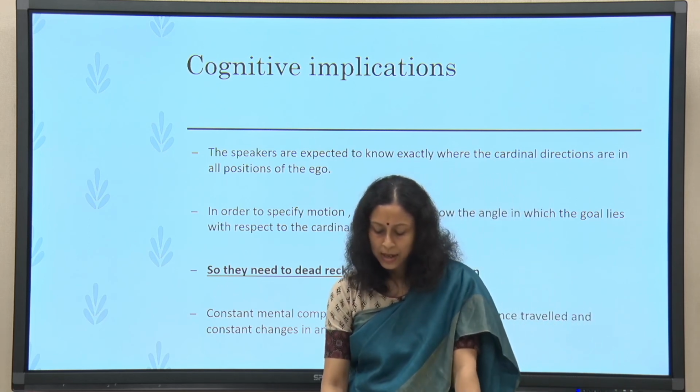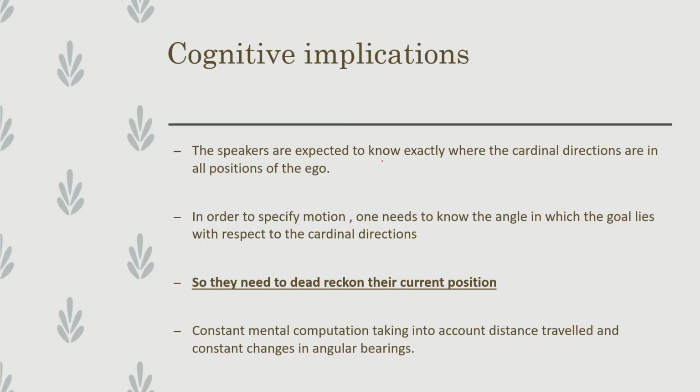Now, the implication of this is that they are expected to know the cardinal directions at all points, in all positions of the ego. Even though the directions do not change with respect to the ego as in the relative frame of reference, remember, in the relative frame of reference the front, back, left, right will change if the ego's position changes. But in this case the ego may move around, and the coordinates remain the same. So, now the ego has to position himself with respect to the coordinate rather than the other way around.